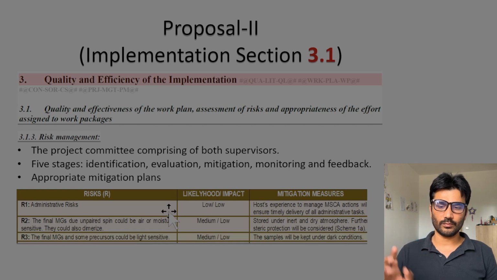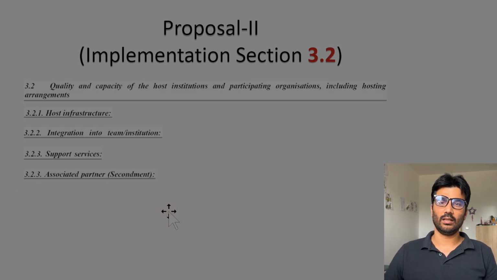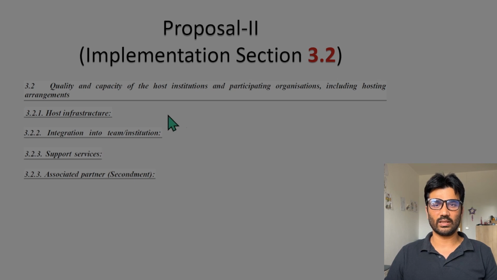Next is the 3.2 section. The 3.2 section is about the hosting arrangement, and in this I divided it into host infrastructure. This is about my main host, and then how I will integrate into their team, and then support services, like what kind of help I can get other than the research activities. And then I talk about the secondment host and the facilities or the resources available there.